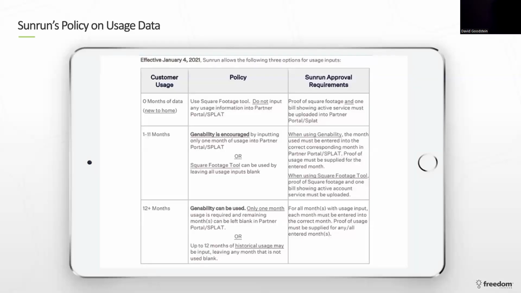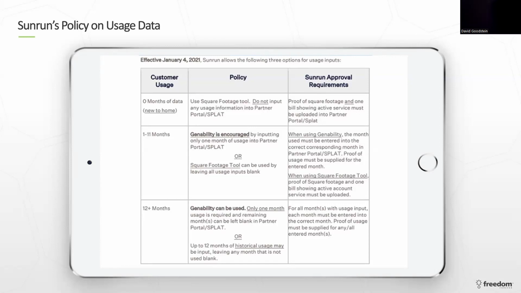The first thing we always talk about with Sunrun is their policy on usage data. There are 3 different routes you take when entering usage in for a Sunrun project. Now, if this is a brand new home, the homeowner just moved in, they don't have a utility bill or 0 months of data, you would not put any of their usage in, and you would rely simply on the square footage tool to generate the amount of kWh needed for that project.